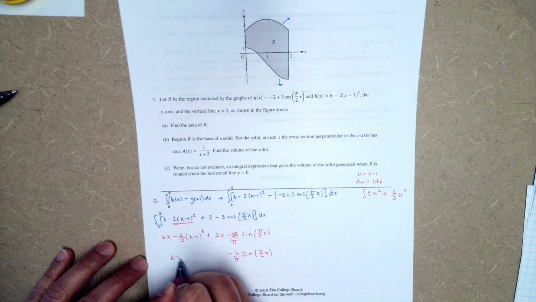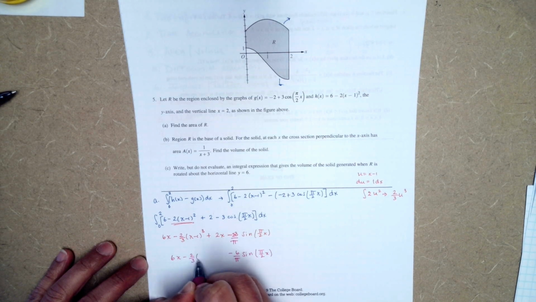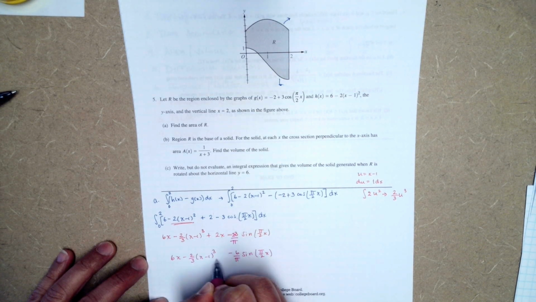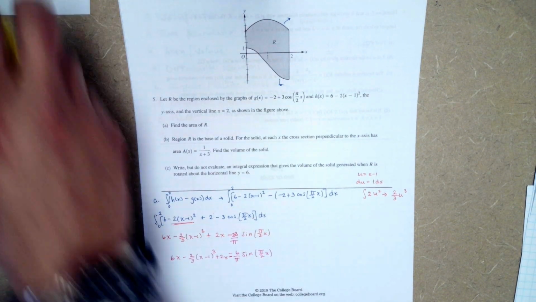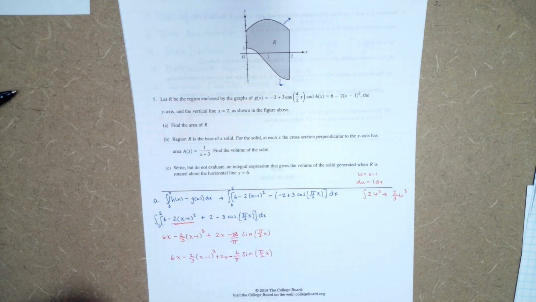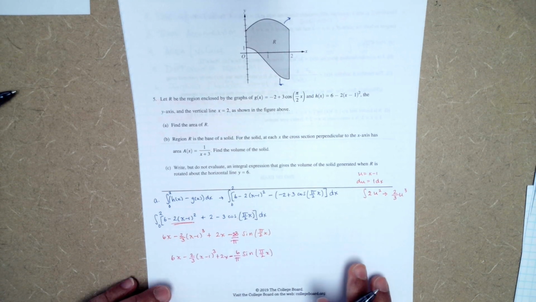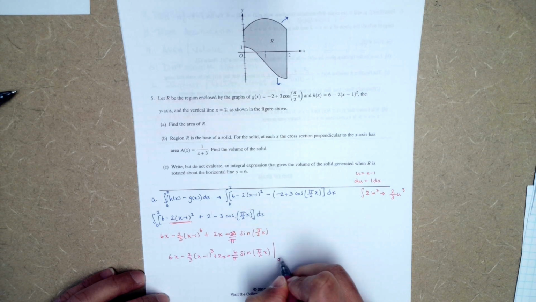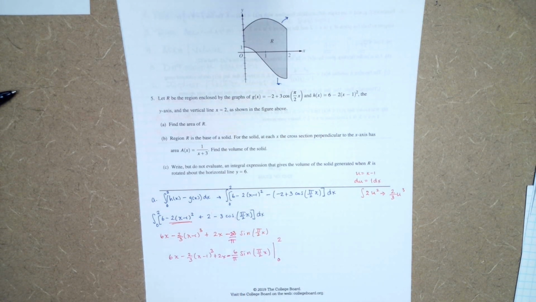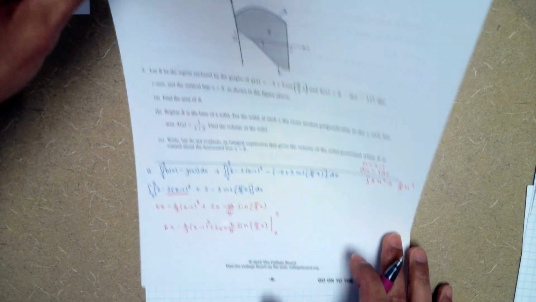And this goes over here: 6x minus 2/3 x minus 1 cubed plus 2x. And we put that minus down there. Okay. Alright, so hopefully I haven't lost you in that. Okay. And we're going to evaluate that guy from 0 to 2. Alright guys? From 0 to 2. So not too difficult, but you just got to be careful, okay? All right.